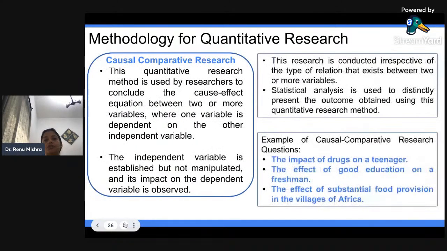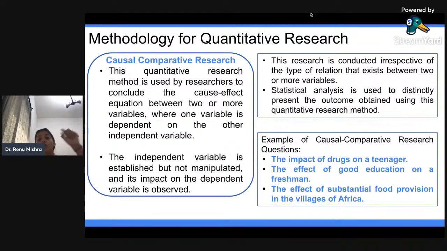Next is causal comparative research. Causal comparative research means a cause and effect relationship between two or more variables. What is the impact on the dependent variable? What is the change in the dependent variable because of the independent variable? So, what causes what? You understand, in correlation and causal comparative research.